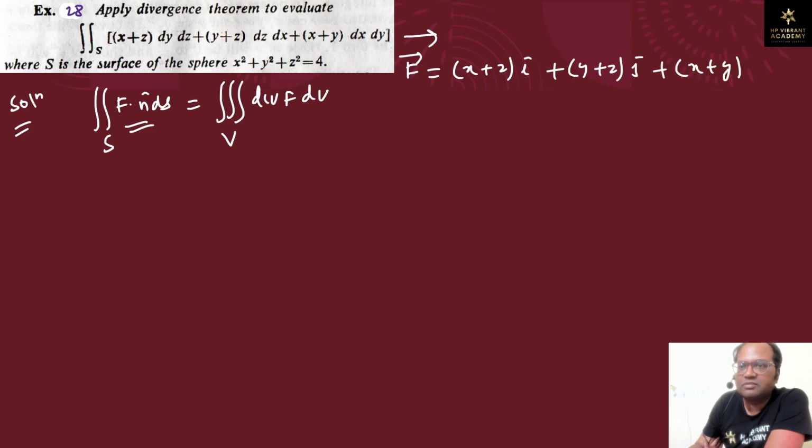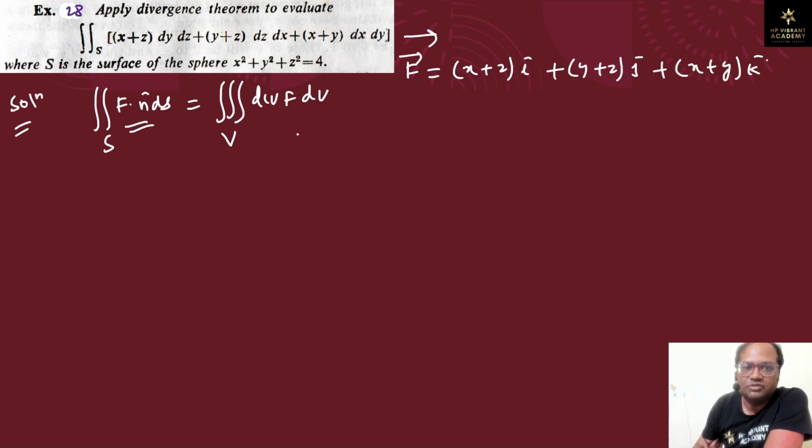Let us discuss question number 28. How can we solve this? We apply the divergence theorem to evaluate this. Using Gauss divergence theorem, the surface integral of f dot n cap ds is equal to the integral of divergence of f dv along the volume v. Comparing with this expression, the value of f is f equal to x plus z i cap plus y plus z j cap plus x plus y k cap.